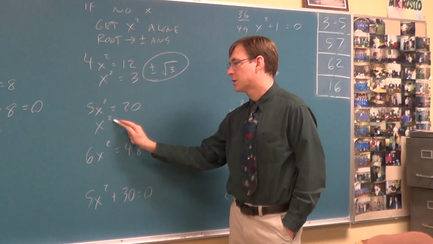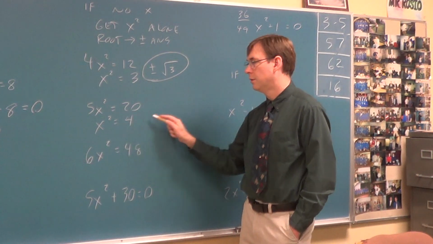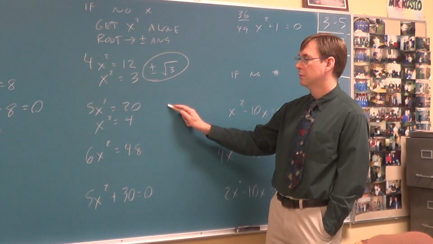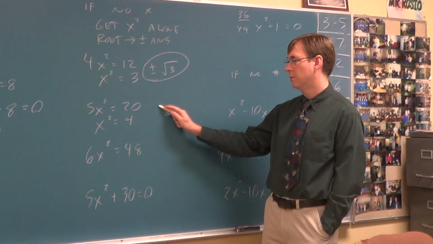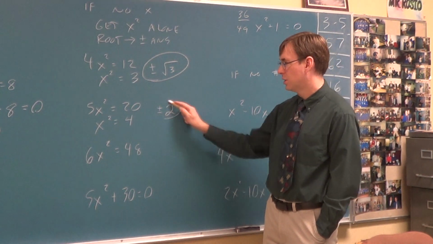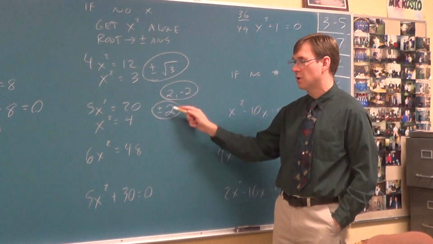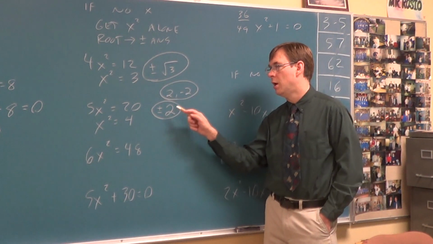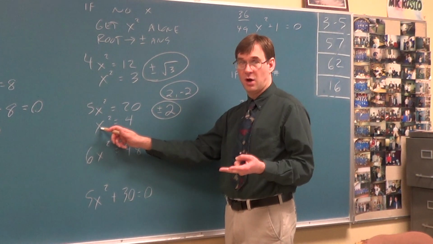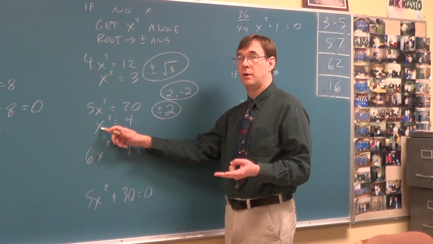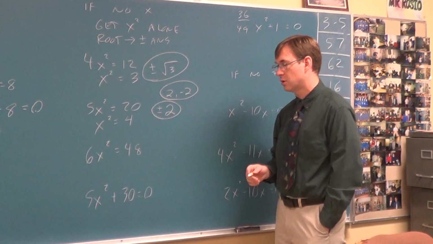So here, get the x squared alone. X squared would be 4. Do the root. 2, but not just 2. Plus or minus 2. Which, if you'd rather write it this way, you can. Either of those circled answers is equally acceptable. We get double answers because negatives times themselves have to turn into positives. So the negative and positive versions of those answers are equally good.